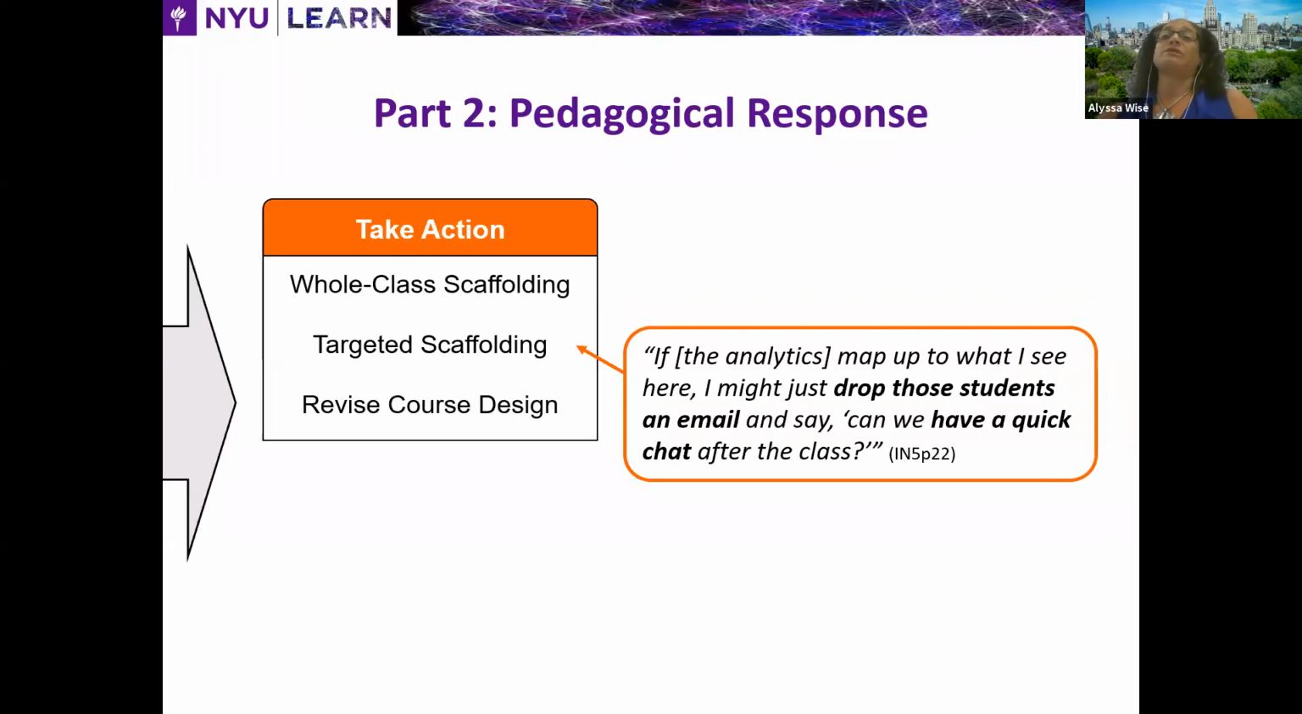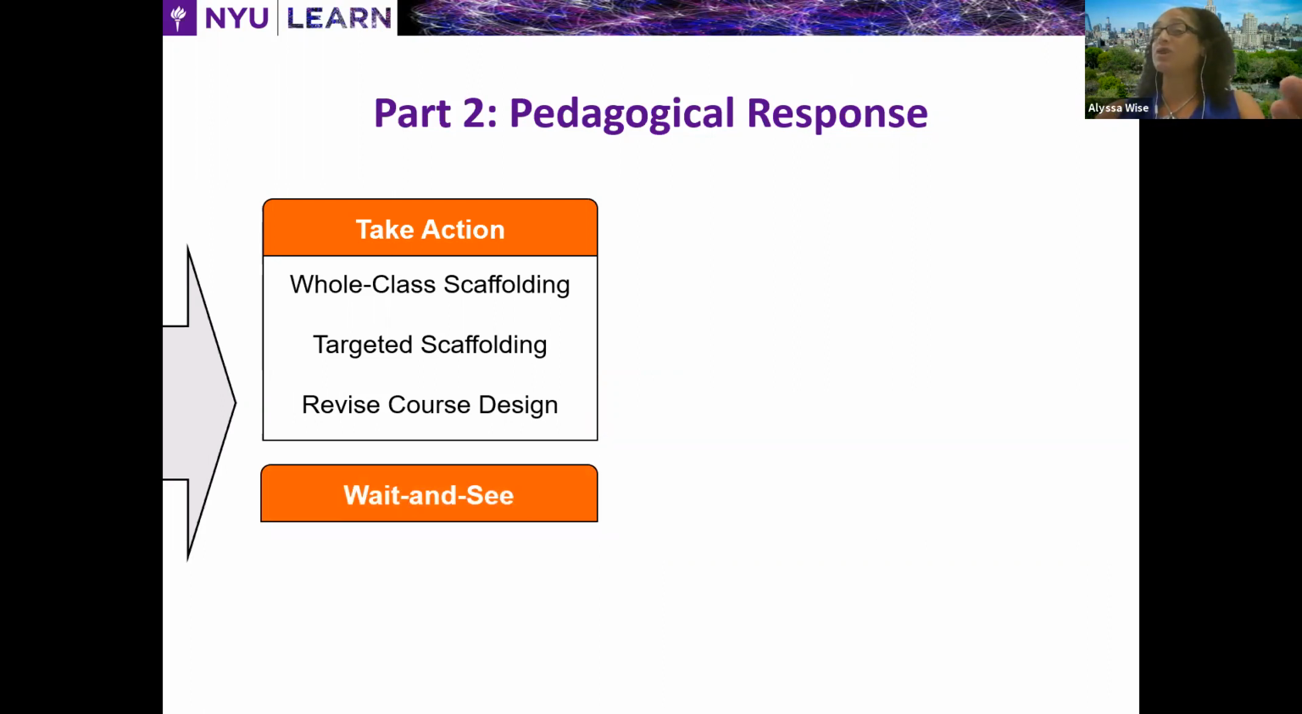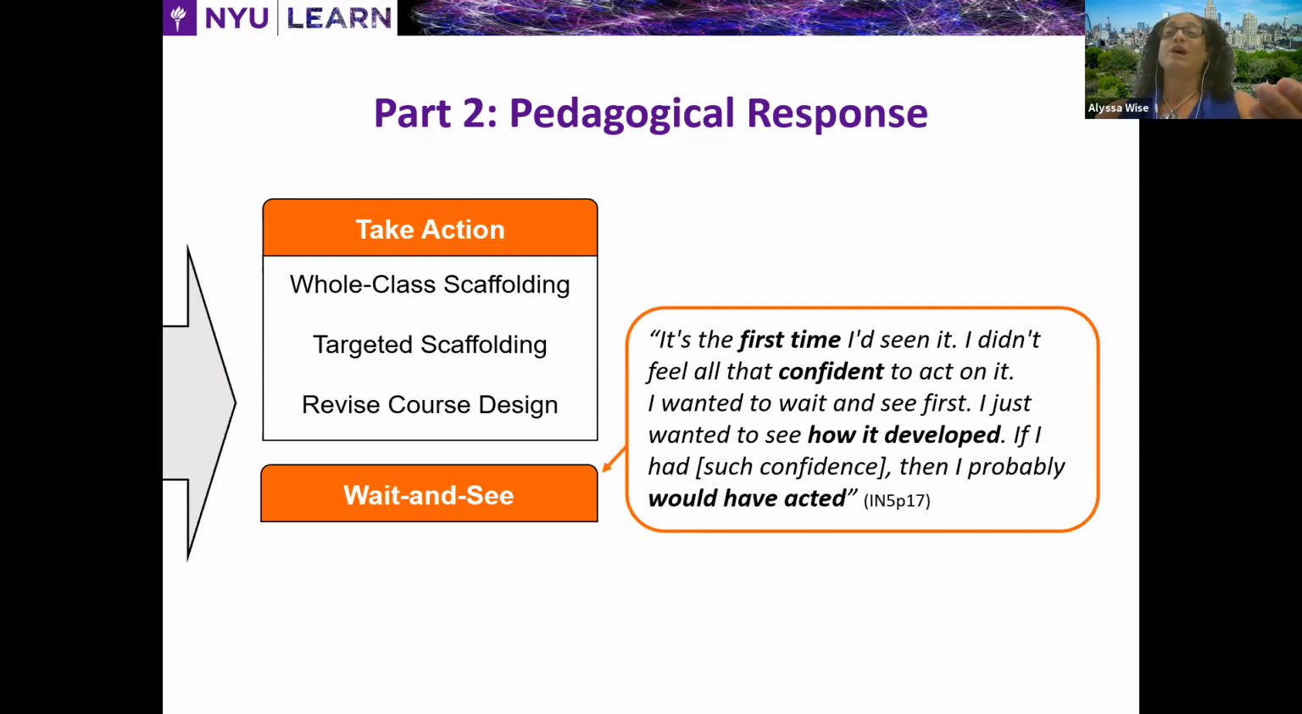Another one was targeted scaffolding that might just say, oh, this helps me see students who need more help than others. I'm going to do something specific for them. And then sometimes it's say, okay, it turns out there's just a problem with the whole structure of the course. I need to fix that the next time I teach it. So we didn't actually see a lot of people do that 3 years ago. What we saw was mostly wait and see, where people said, those are the things I might do someday, but I just need to see how it goes. And what's interesting now, 3 years later, people are doing all those exact things.